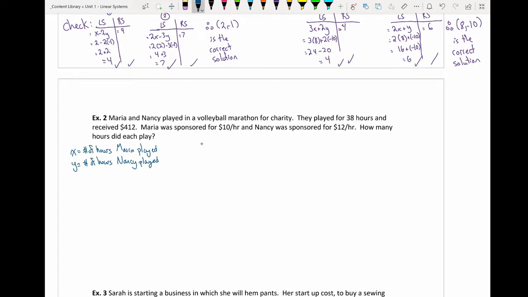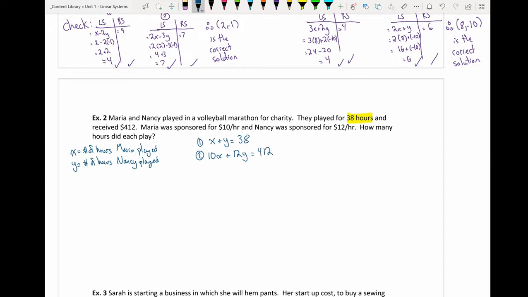So now we need to come up with two equations. Right? In order for it to be a system, we need to have at least two. And in all the examples we're going to look at, it will be 2 only. So the first one is going to be, we know that they played combined 38 hours. So the first one is going to be x plus y equals 38. So Maria's hours plus Nancy's hours equals 38. Next, we're going to have one that's associated with the total money. So $10 an hour, times the number of hours that Maria played, so x, plus 12 times the number of hours Nancy played, or y, is going to equal 412.